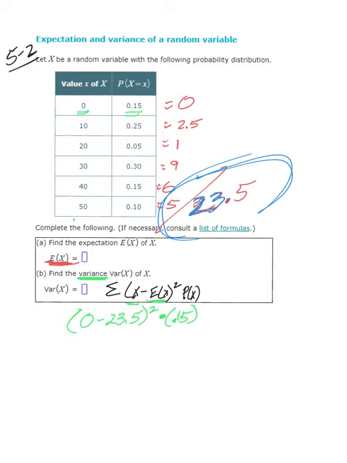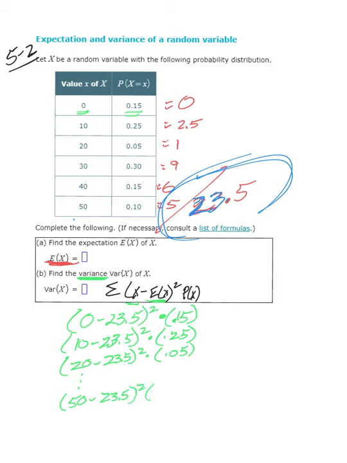All right, and I'm going to do that all the way down. I'm going to do that with 10 times its probability, which was 0.25. I'm going to do that with 20, and its probability 0.05. I'm going to do that all the way down to the last one, which would be 50, and multiply it times its probability 0.10. So I'm going to get all of those things, and then I'm just going to add them up. Because this is what that summation symbol does. I'm not actually going to calculate all that, but that's the process you would go through.